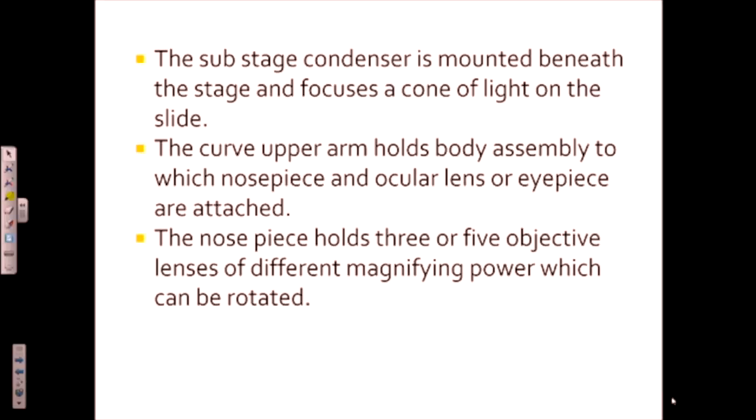So these are the very intricate details of a general microscope. And the curved upper arm, the whole body assembly, with the nose piece and the ocular lens eyepiece attached. The nose piece holds 3 or 5 objective lenses. So if you see, there's a nose piece, and you'll have different kinds of lenses. One will say 1x, 2x, 4x, 5x. So according to how much magnification you need, you can just move that scope. You can play with it if you want in your lab.